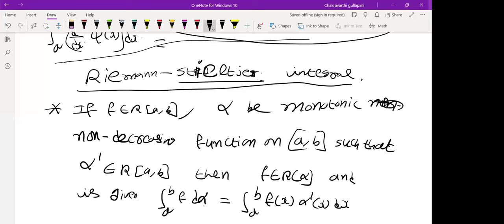What is d of alpha? d means differentiation. What is d of alpha x? The derivative of alpha is alpha dash x into dx. Because the variable is x, that's how this is defined. This you know how to do, the UV formula of your intermediate.